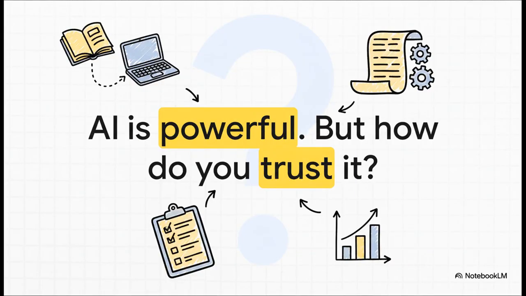When the stakes are high, maybe you're a teacher building a lesson plan, or a manager drafting a new policy, or a professional pulling together a critical report, how do you go from just playing around with AI to actually trusting it as a reliable partner in your work?